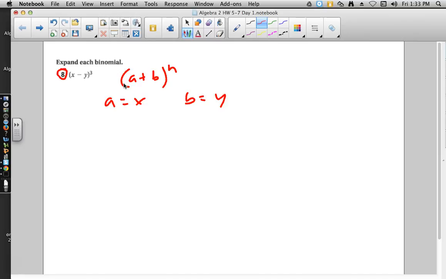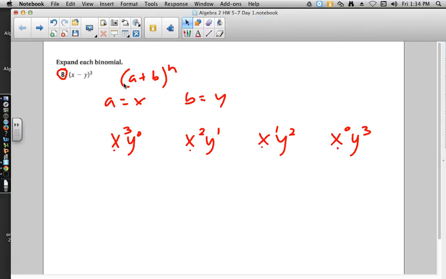And we start with our a's, high to low. So x to the third, x squared, x to the first, x to the 0. And then we take our b's low to high, y to the 0, y to the first, y to the second, y to the third. And then we need to go to Pascal's triangle so that we get the c's. Remember, we have a's, b's, and the c's come from a field of math called combinatorics.